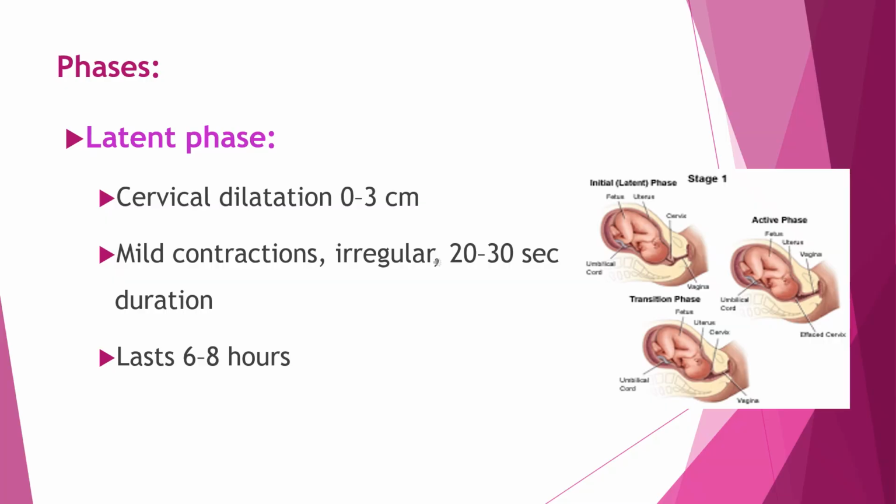The first one is the latent phase. In this phase, the cervix dilates slowly from 0 to about 3 centimeters. The contractions are usually mild, irregular, and last for about 20 to 30 seconds. This phase often takes the longest, lasting around 6 to 8 hours, especially in women experiencing their first labor.